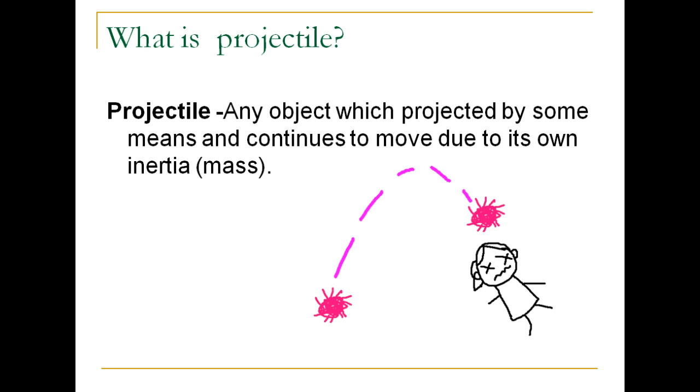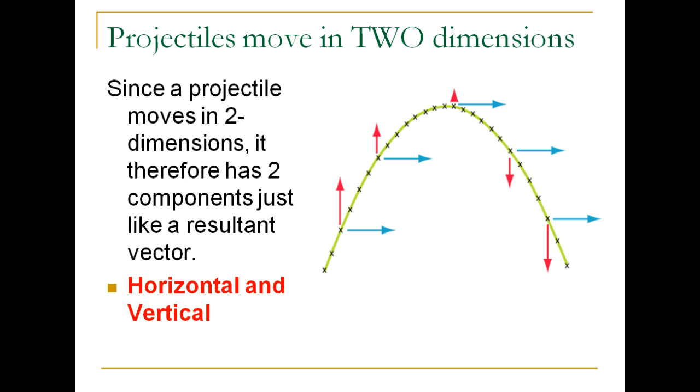A projectile is any object which is projected by some means and continues to move due to its own mass or inertia. So any object that's projected by some means, a tennis ball being thrown, a catapult throwing a rock, an arrow, things like that. So projectiles move in two dimensions. As I said before, this is two-dimensional kinematics. Therefore, it has two components, a horizontal and vertical.